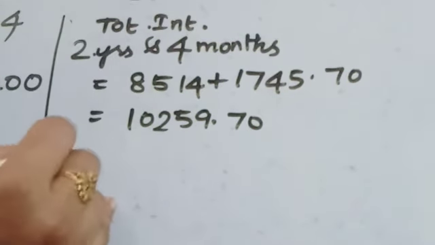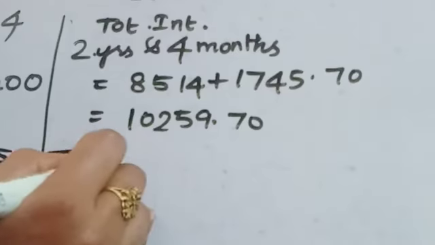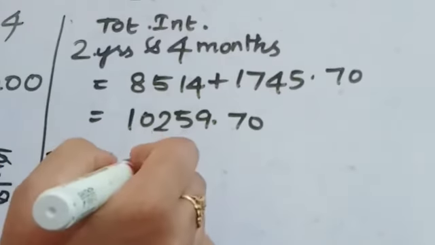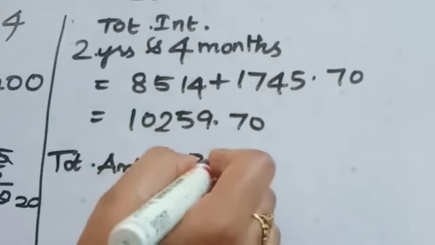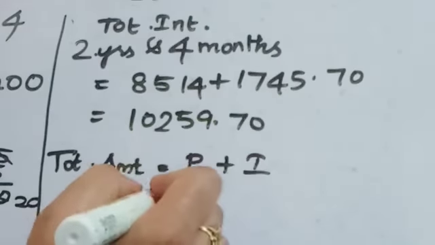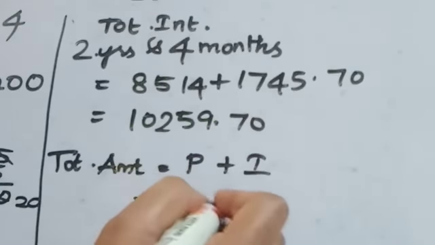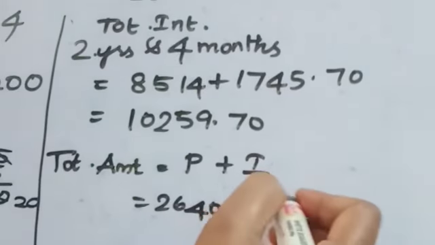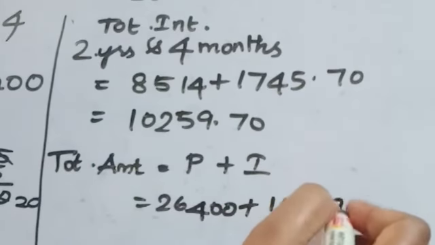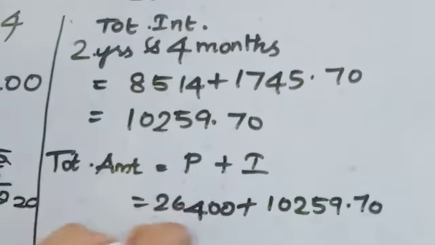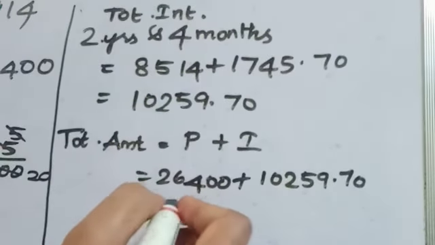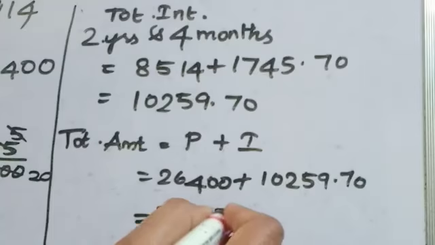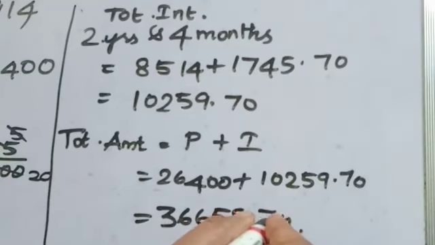So we finish finding the total interest, and now let us calculate the total amount. The total amount after 2 years and 4 months: whenever we want to calculate the amount, we have to add the principal and the interest. So here the principal is 26,400 and the total interest is 10,259 rupees 70 paise. So finally we will be getting the answer as 36,659 rupees 70 paise.